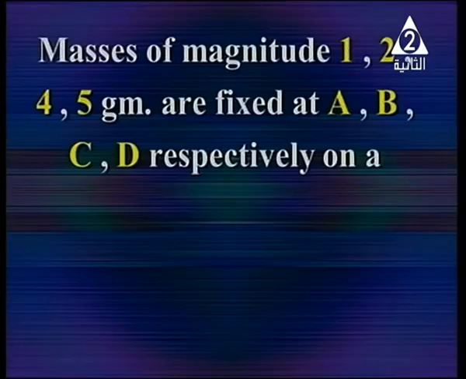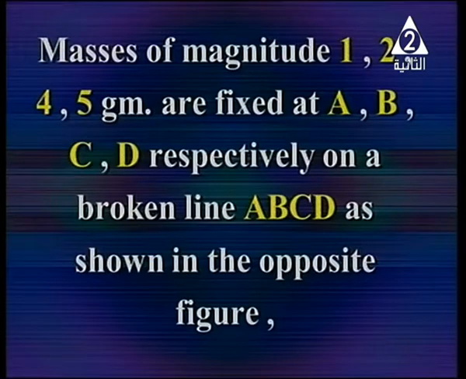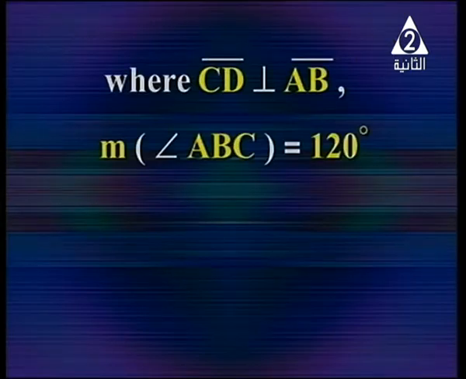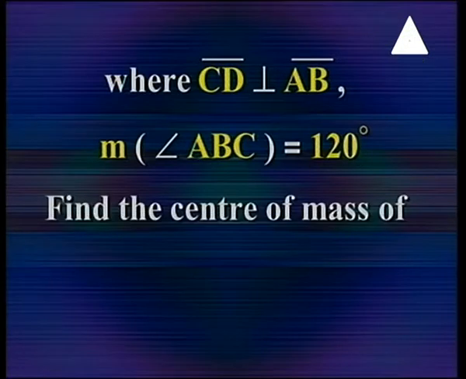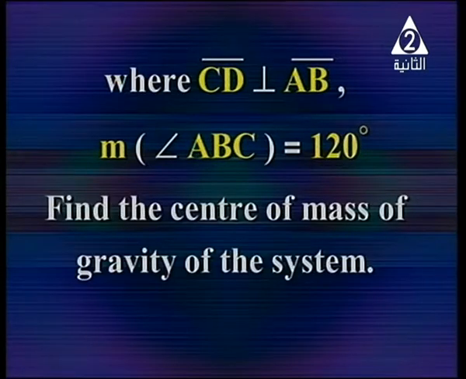The first example. Masses of magnitude 1, 2, 4 and 5 grams are fixed at A, B, C, D respectively on the broken line ABCD as shown in the opposite figure, where CD is perpendicular to AB and the measure of angle ABC is 120 degrees. Find the center of gravity of the system.